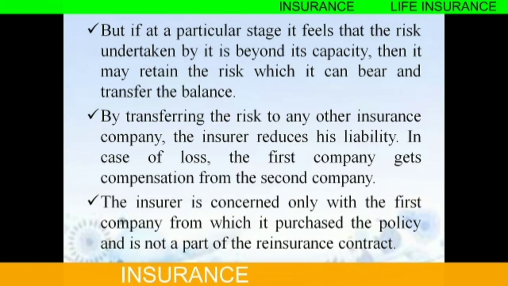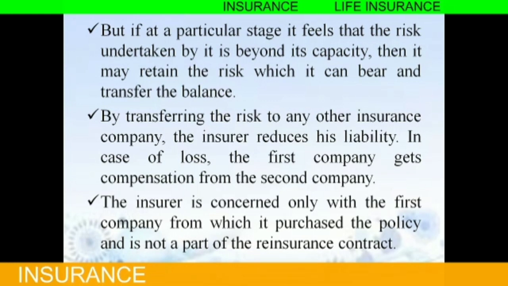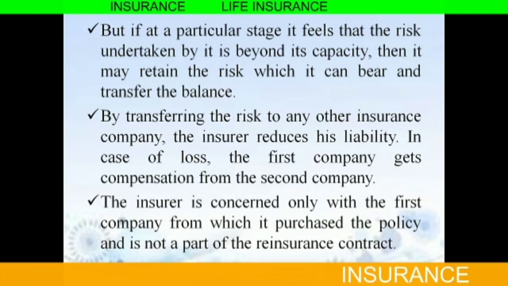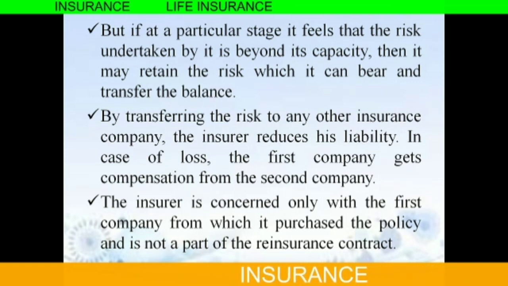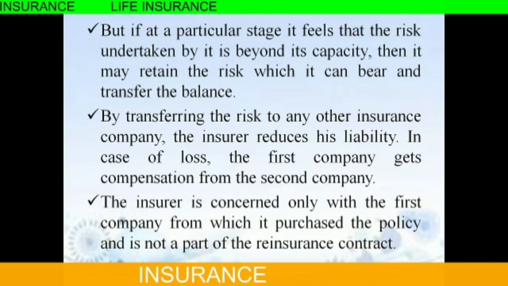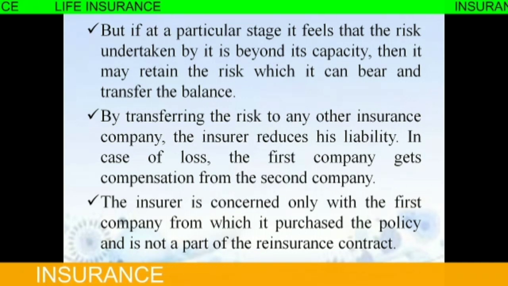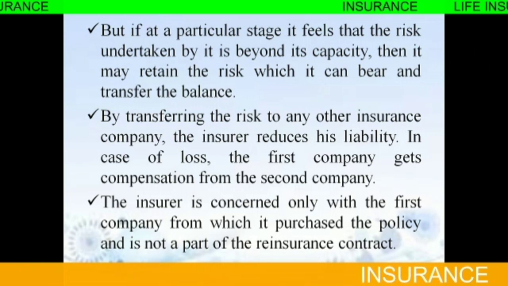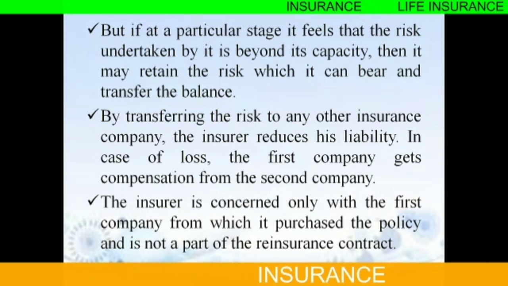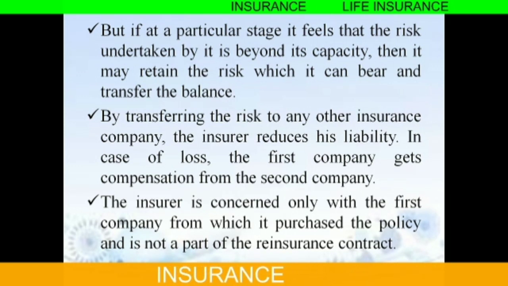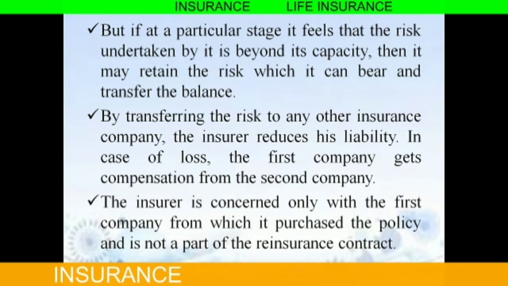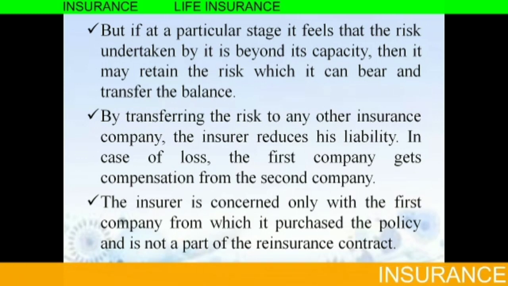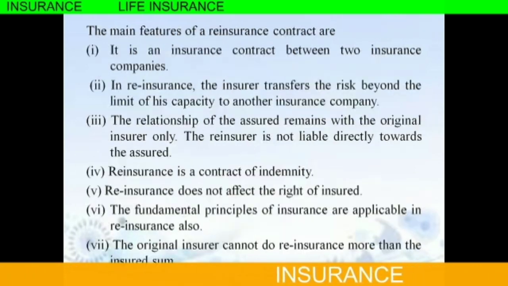The insured is concerned only with the first company from which he purchased the policy, and is not a part of the reinsurance contract. So he can meet the first insurance company. The first insurance company transfers a portion of risk to the second insurance company. If something happens, the insured can contact the first insurance company for getting the amount of claim.